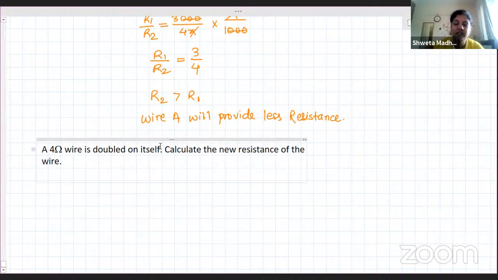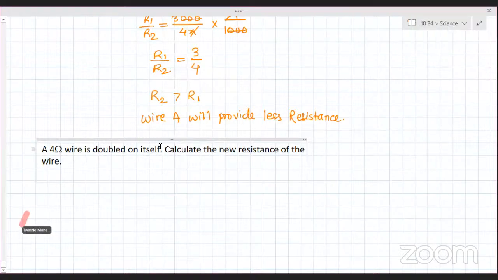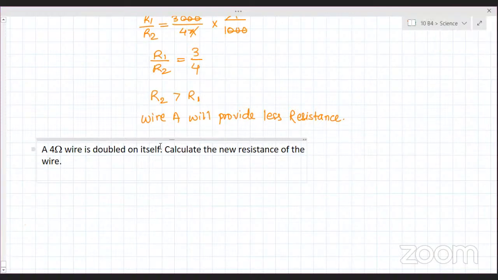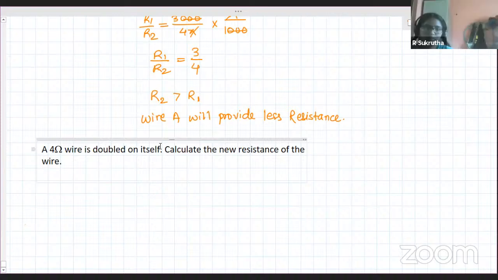So now when it is folded, listen to these questions very carefully. Nothing is given actually here other than resistance. So here the wire is doubled. That means what happens to the length? It will become half. And what happens to the area? It doubles. The thickness, it is one above the other.